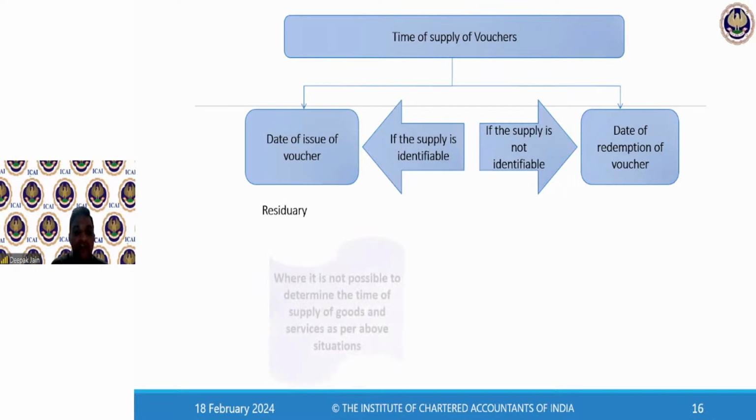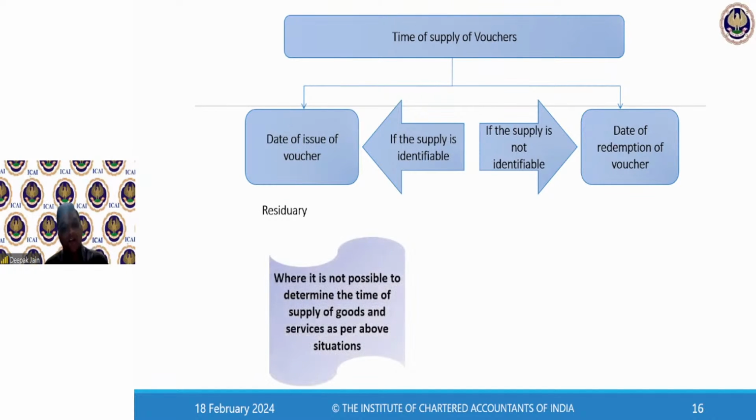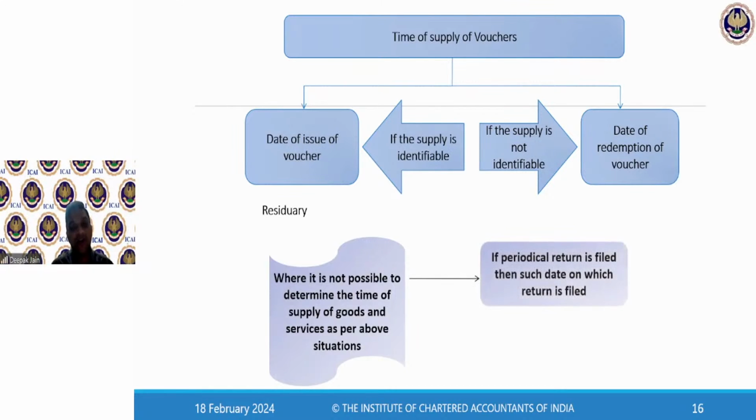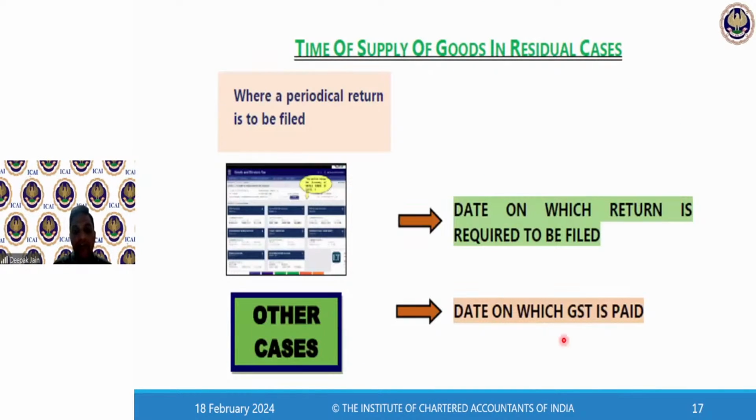And the residuary clause says where it is not possible to determine the time of supply of goods as per the above provisions, then if a periodical return is filed, the date on which the return is filed is the time of supply. And in other cases, the date on which the tax is paid. Okay, the date on which the return is required to be filed, or in other cases when the GST is paid.